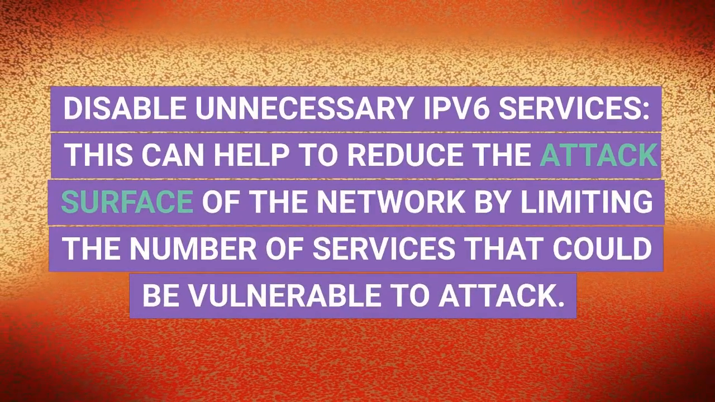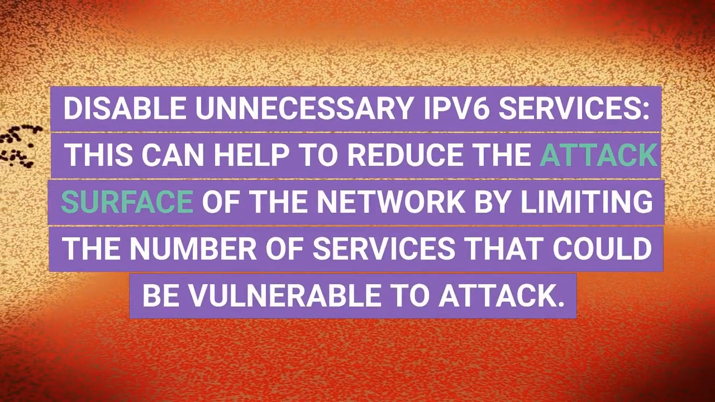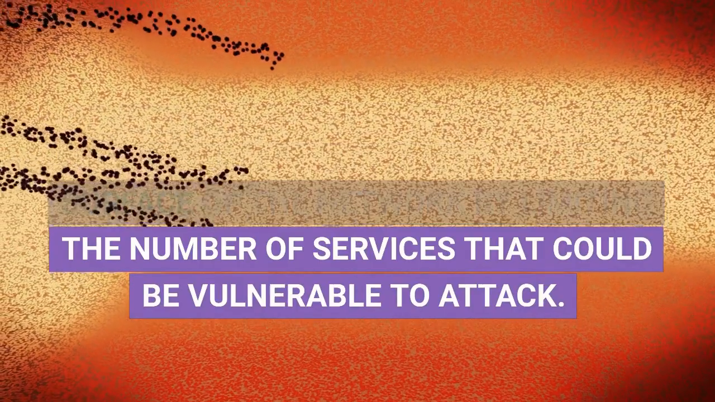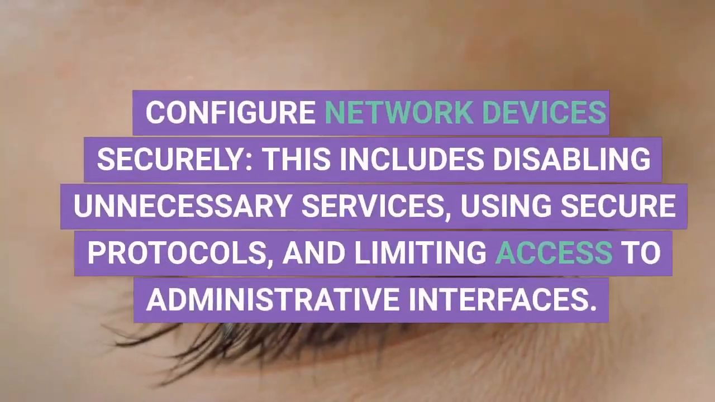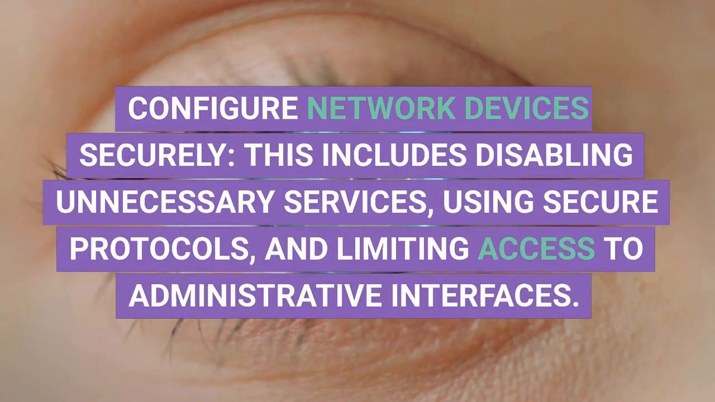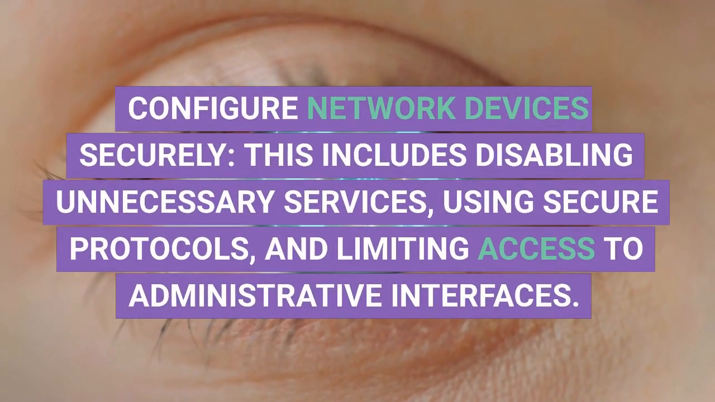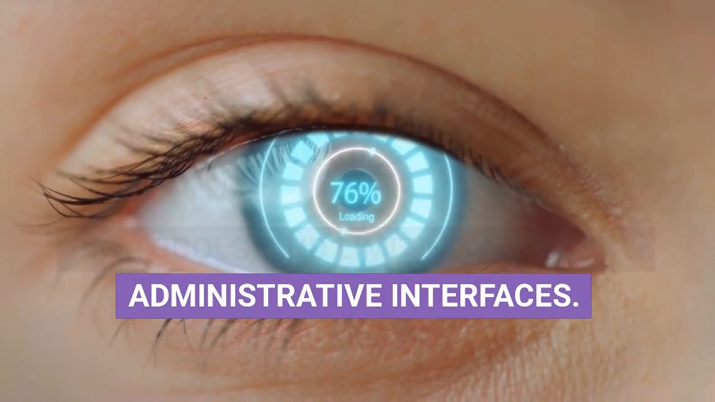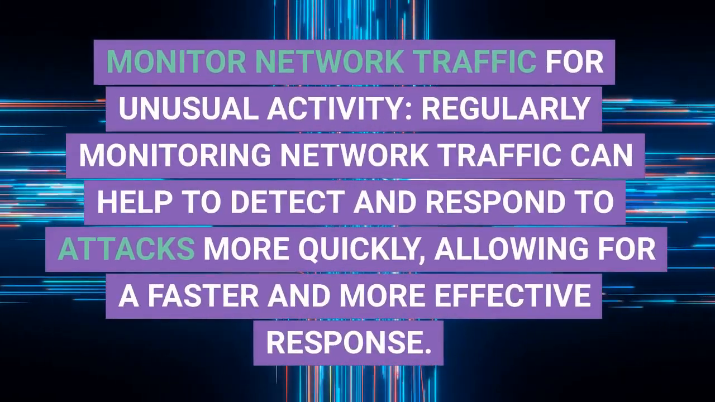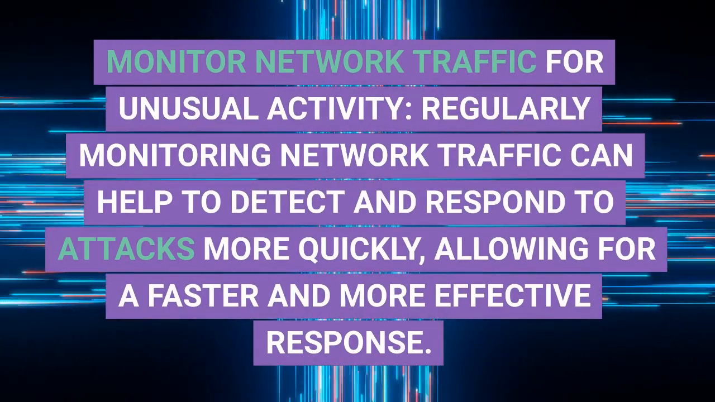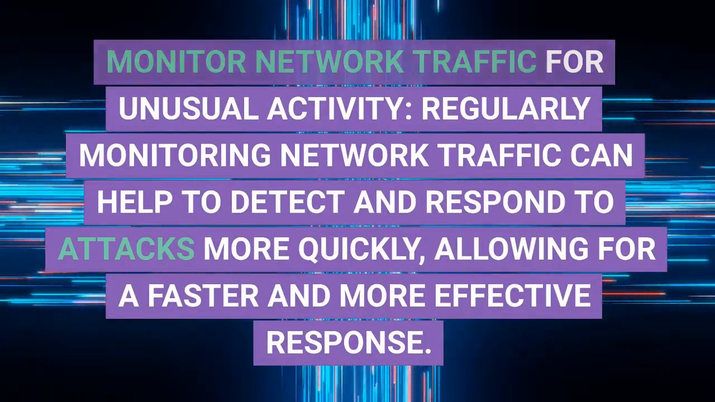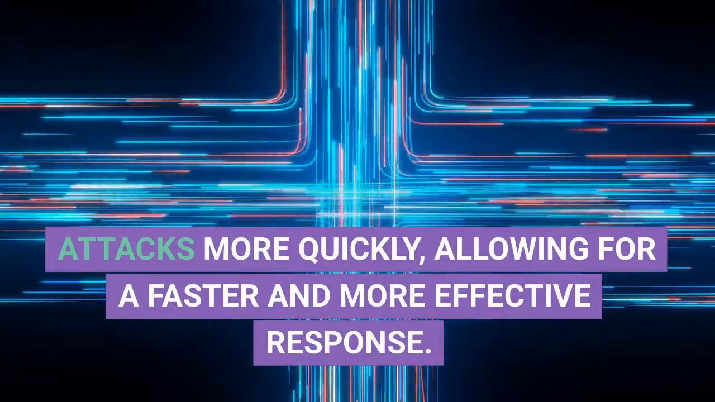Disable unnecessary IPv6 services. This can help to reduce the attack surface of the network by limiting the number of services that could be vulnerable to attack. Configure network devices securely. This includes disabling unnecessary services, using secure protocols, and limiting access to administrative interfaces. Monitor network traffic for unusual activity. Regularly monitoring network traffic can help to detect and respond to attacks more quickly, allowing for a faster and more effective response.